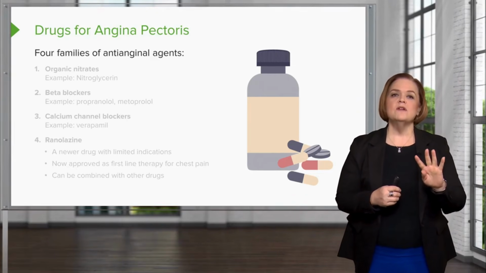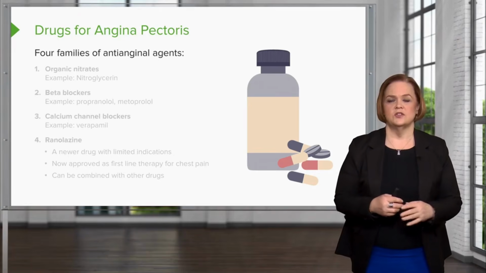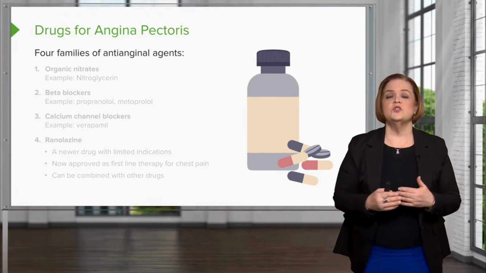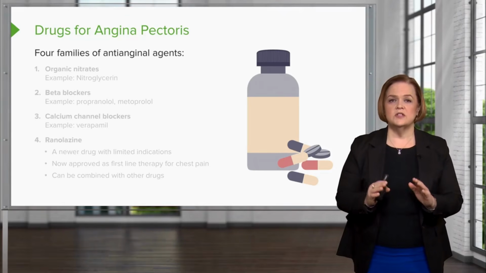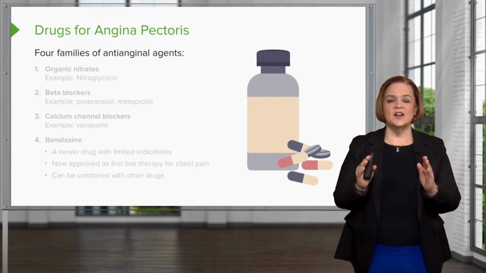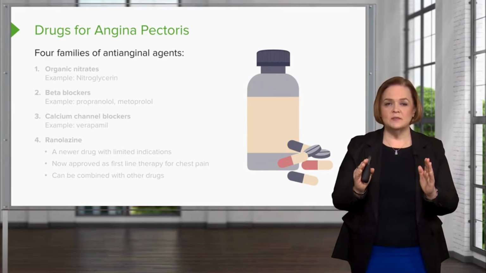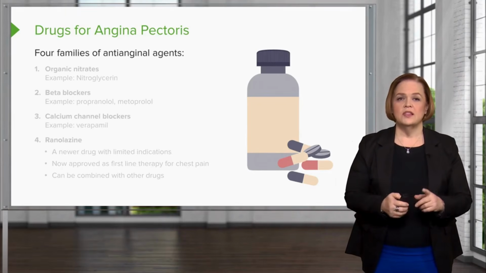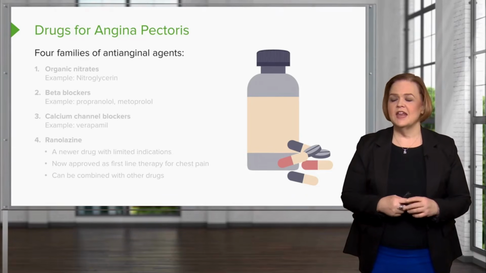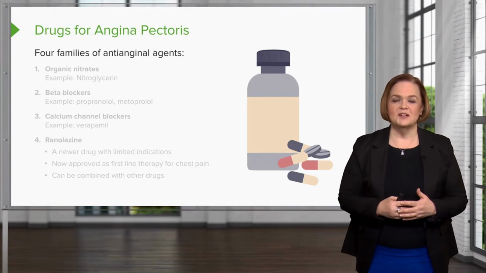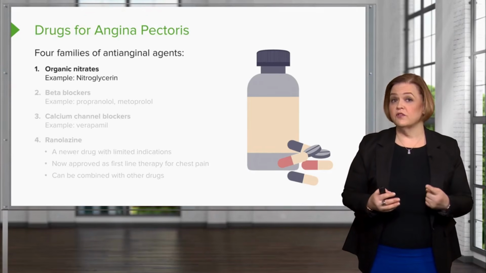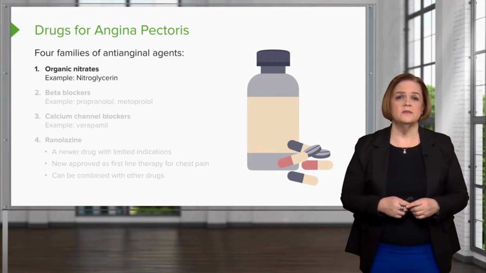Now, there are 4 families of anti-anginal agents. These are drugs that we use to treat chest pain. As we're starting to look at the drugs, I just want you to tell yourself, hey, listen, there are only 4 families or groups of drugs that we're going to talk about in this video. So let's look at the first one. It's the one that everyone sees on TV, right? We're going to look at organic nitrates. An example of that first of the 4 families is nitroglycerin.